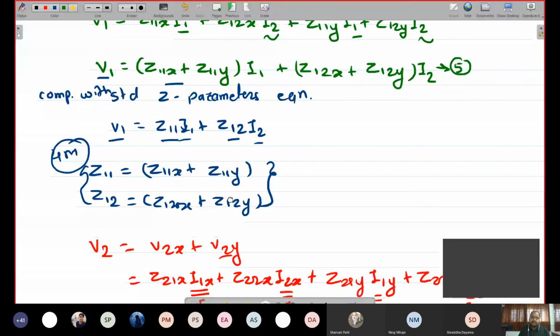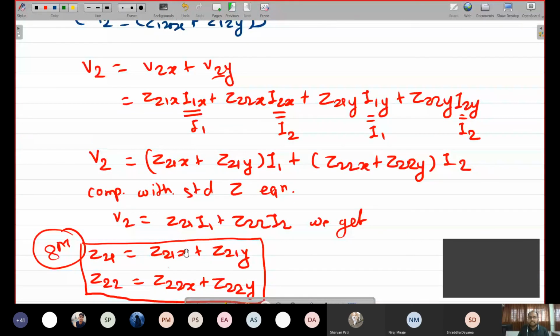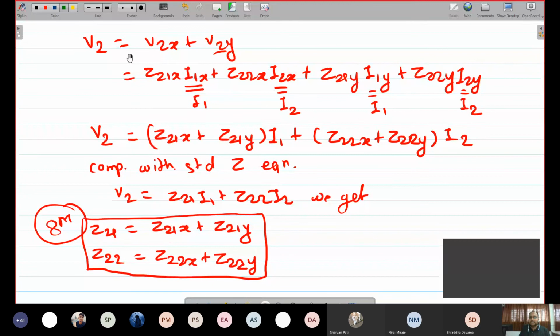And then in a similar fashion, V2 is equal to V2X plus V2Y, and the same process we followed in the previous case, we are going to do the same, and you are going to compare it with the standard equation. Then you will get Z21 is nothing but this equation and Z22 is nothing but this equation. That's it. I hope this is very simple. Yes, sir. It is clear now.